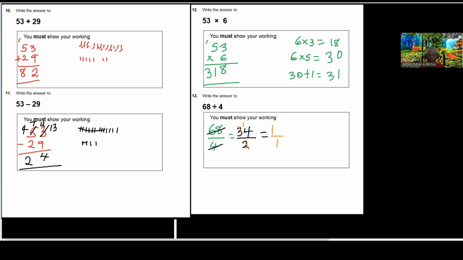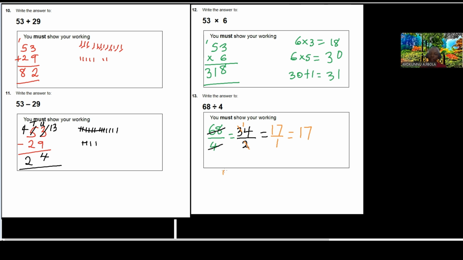Okay, Annabelle? Then that becomes 14. That becomes what? 14. Okay? So how many 2 in 14? Yeah, how many 2 in 14? That's 7. So the answer is 17 over 1, which is 17.